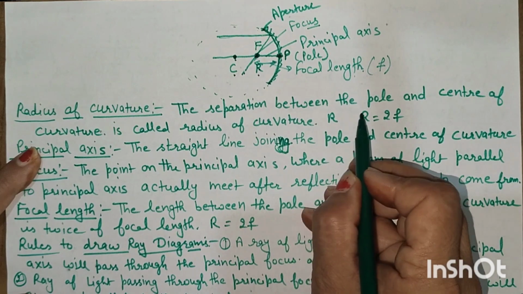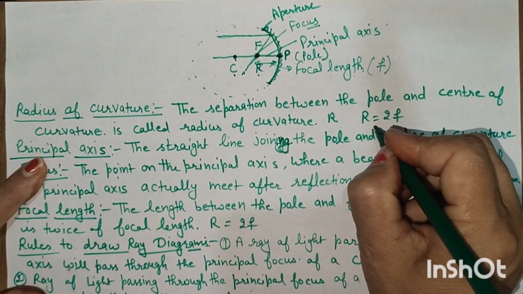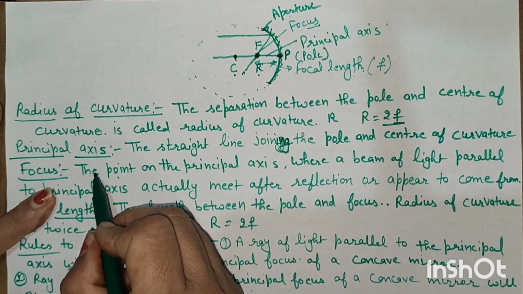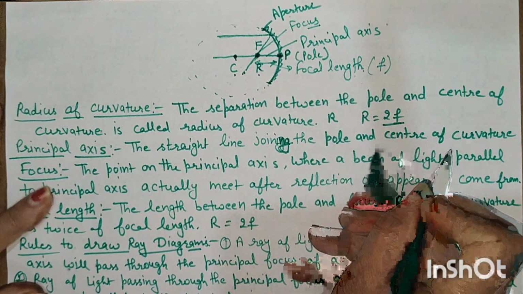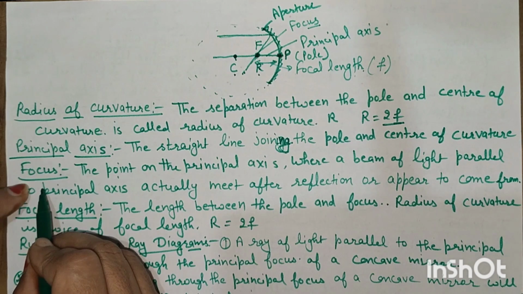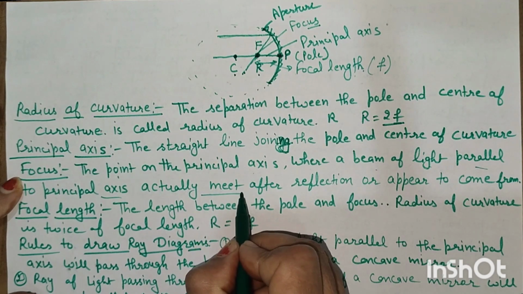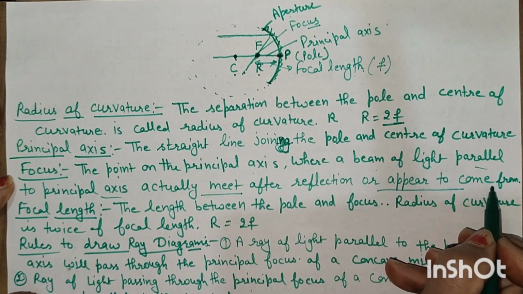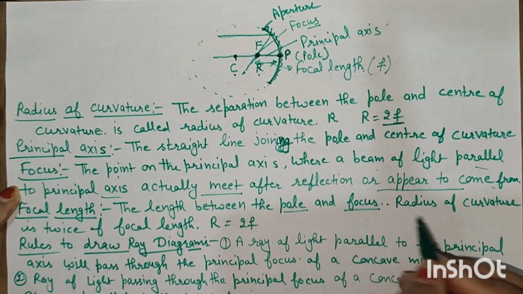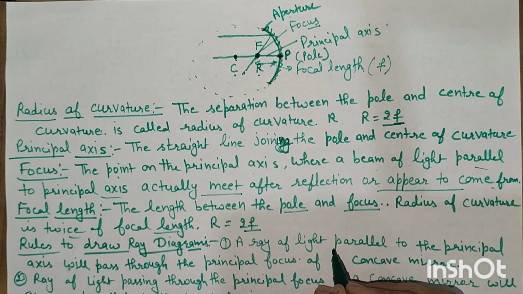Now radius of curvature. Separation between the pole and center of curvature is called radius of curvature, and it is always equal to 2f, double of the focal length. Principal axis is the straight line joining the pole and center of curvature. Focus is the point on the principal axis where a beam of light parallel to the principal axis actually meets or appears to come from. Focal length is the length between the pole and the focus, and radius of curvature is always twice the focal length, equal to 2f.